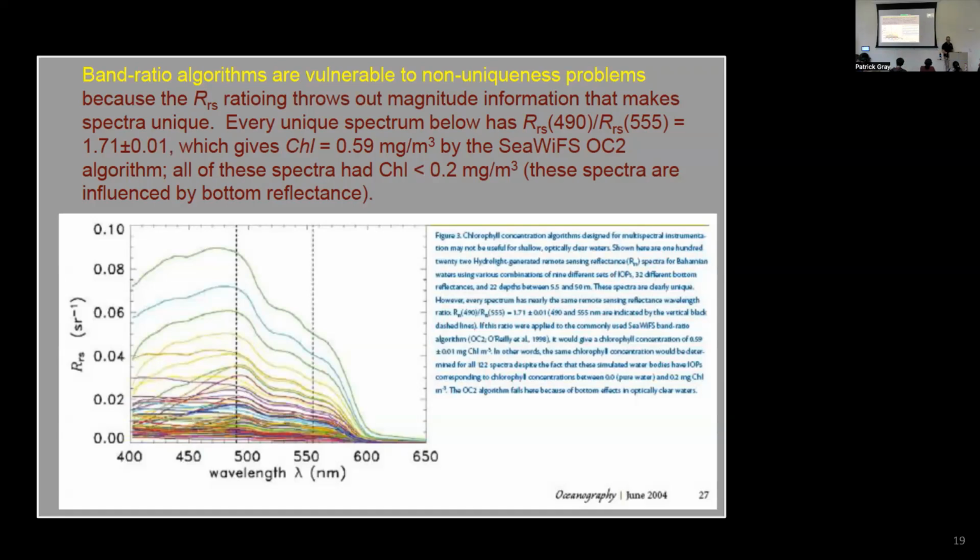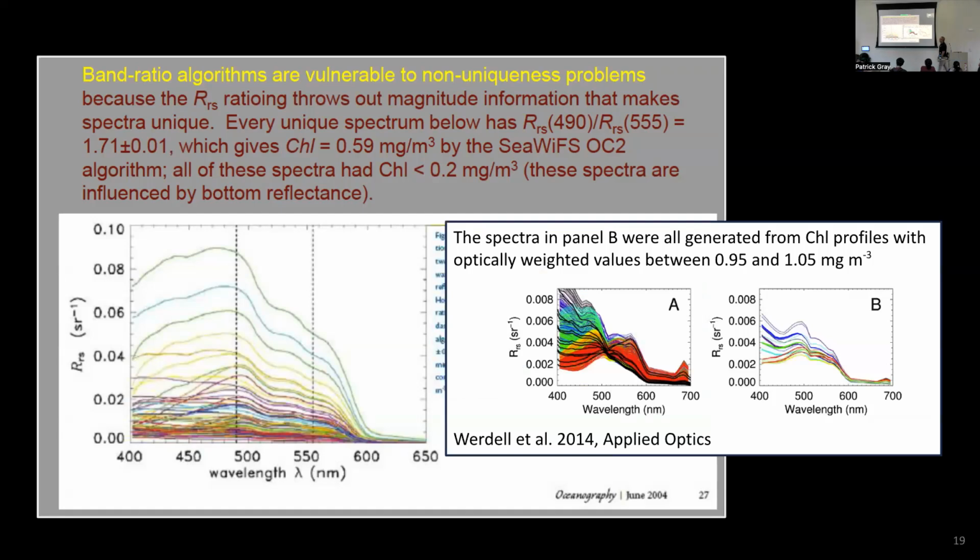Looking at it the other way, these are some simulations Colin and I did using Hydrolight. Every single spectrum here uses roughly the same chlorophyll value. So this is what we mean by non-unique. All of these are different scenarios where chlorophyll is roughly 1. And we did this simply by moving the chlorophyll maximum up and down in the water column, just like you did today.